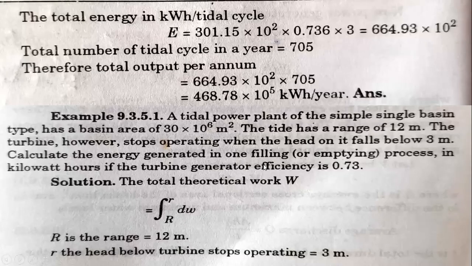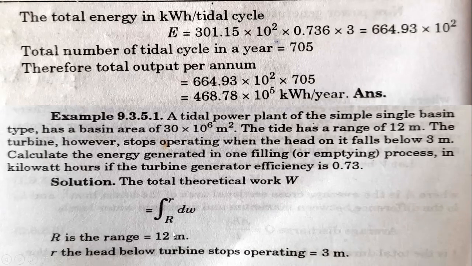So this is the previous problem we have gone through. A tidal power plant of simple basin type, area is given as 30 into 10 power 6 meter square, high range is 12 meters and low range is 3 meters. Find the energy calculated in one filling and emptying process. They asked to find out how much energy is needed for filling or emptying, and the efficiency is given as 0.73.